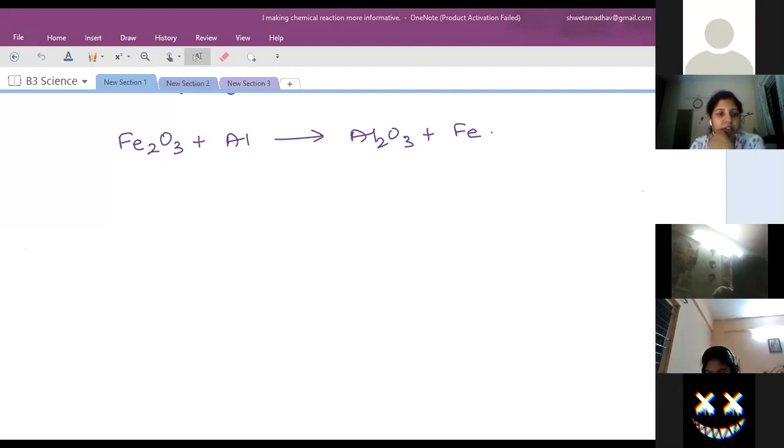Dilute sulfuric acid is added to barium chloride solution. Double displacement reaction takes place. So a precipitate is formed because barium sulfate is produced.